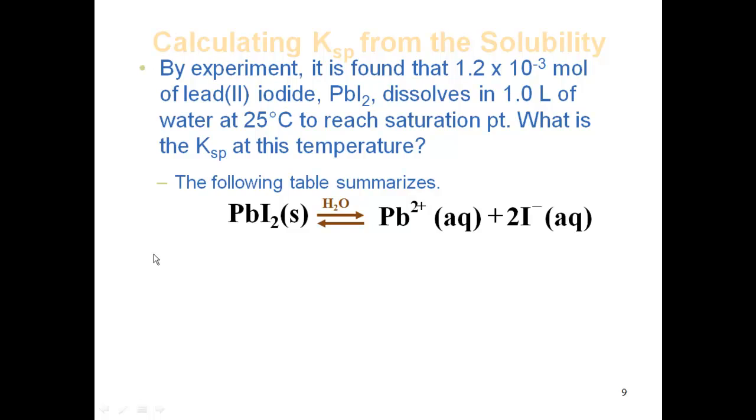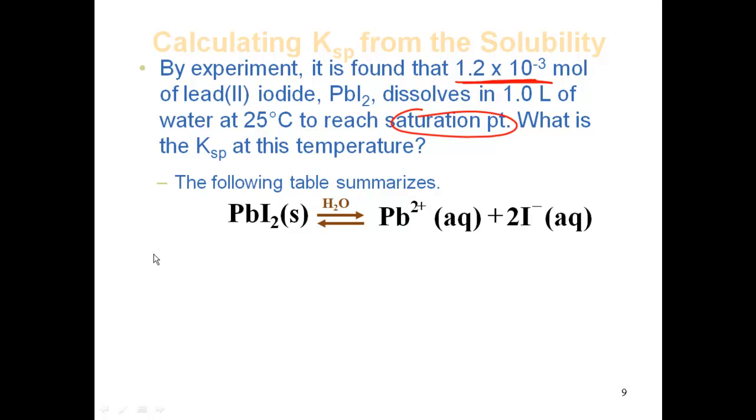Let's look at this one. My experiment has found that 1.2 times 10 to the negative 3rd moles of lead-2 iodide dissolves in 1 liter of water at 25 degrees C to reach the saturation point. What is the Ksp? Once again, I'm trying to calculate the Ksp. Once again, we're at the saturation point, so it's telling me my molar solubility. In this case, since it was so many moles per 1 liter, it tells me my molar solubility.